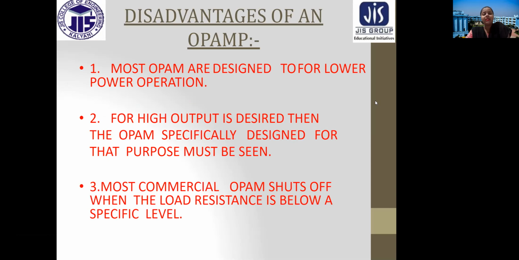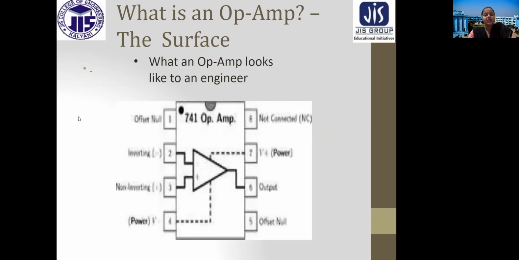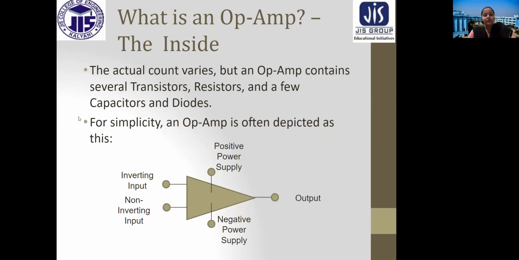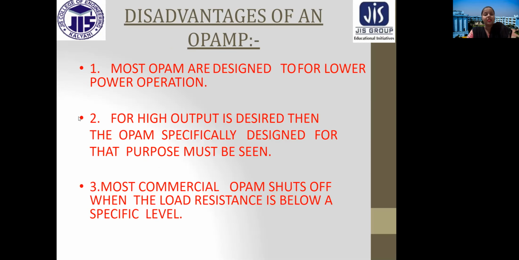But what are the disadvantages? Most op-amps are designed for lower power operation. For high output, an op-amp specifically designed for that purpose must be used. Most commercial op-amps shut off when the load resistance is below a specific level. So these are some problems that we have faced using op-amps.